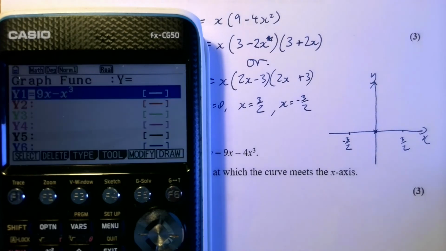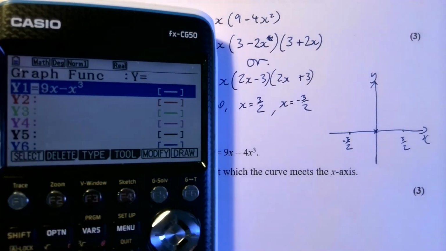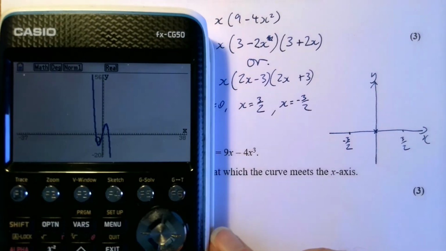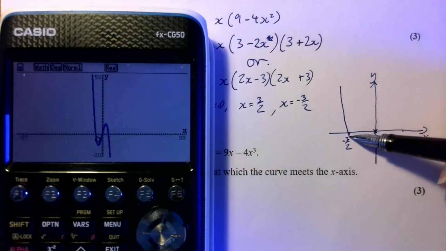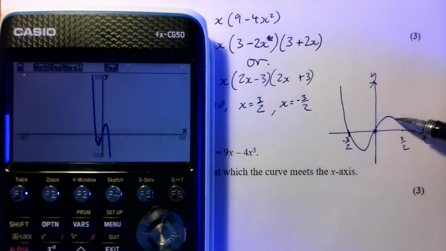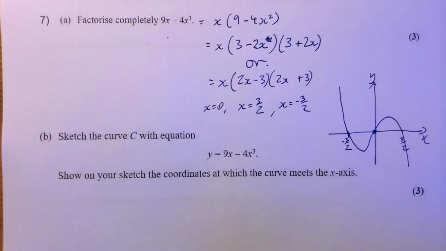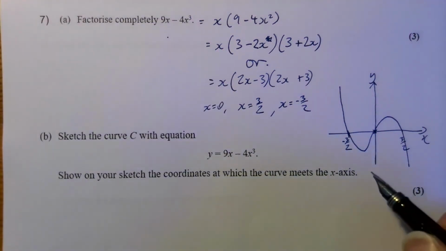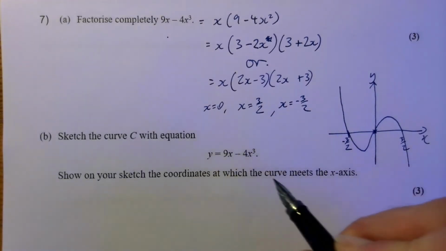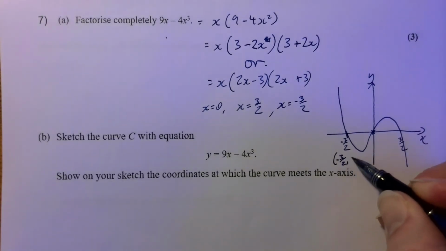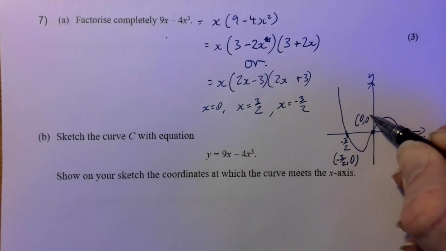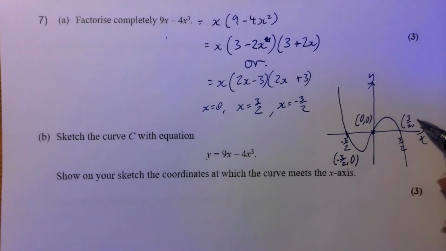So go to menu, hit 5, put 9x minus x cubed in there, hit draw, and you might need to mess around with the axes, but that looks just right for me there, and I can see that it's basically got that shape. So they want to see that shape, but the crucial bit is where it's meeting the x-axis, and you should be okay with that, but it does say show on your sketch the coordinates, so we should really have that 0, 0 and 3 over 2, 0 as well.